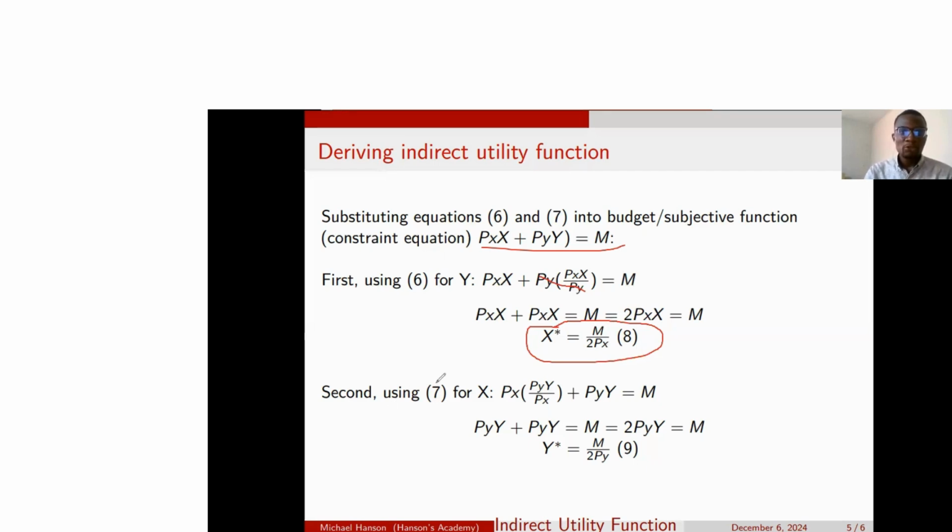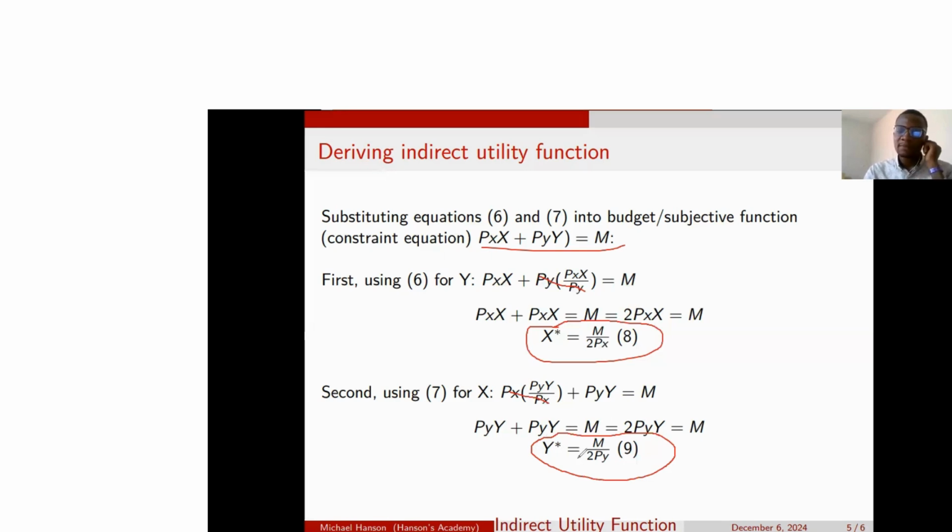Similarly, substitute equation 7 into the budget line. Equation 7 was for x. And so we're going to have px, and the x equation from previous slides was pyy over px. And that means these two would also cancel out, leaving us with pyy plus pyy. Same way we solve for y. And that gives us the demand function for commodity y in equation 9.